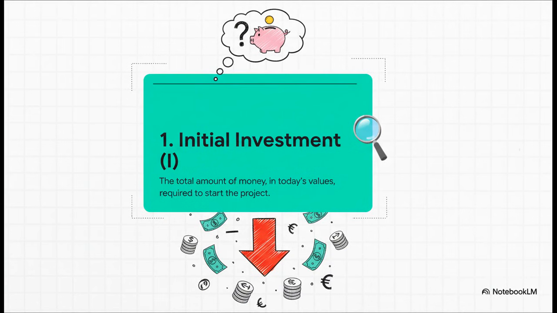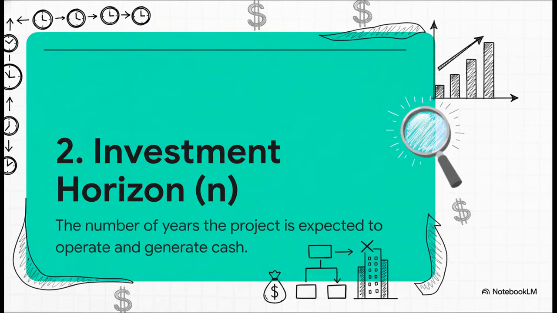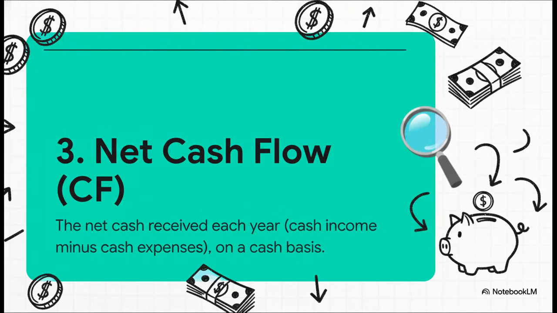First up is the initial investment, which we'll just call I. This is pretty simple. It's the total cash you have to spend upfront to get this thing off the ground. And we always treat this as a negative number because it's cash flowing out of your pocket. Second, we've got the investment horizon, or N. This is just the project's lifespan. How many years do we expect it to be up and running and actually generating cash before we sell it or it becomes obsolete?